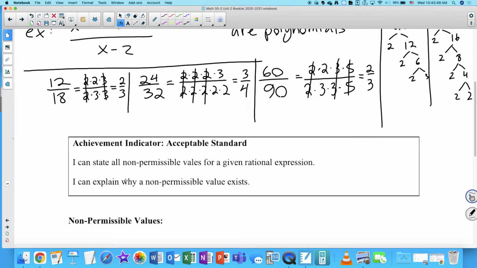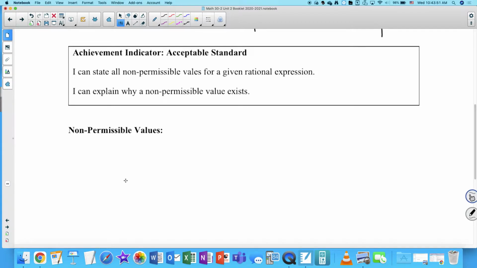Okay, now there is one caveat with these rational expressions. When we looked at the definition of a rational number, I kind of glossed over this, but the definition of a rational number is that you have to be able to write it as a over b, but b can't be 0. So you can't divide by 0. Do you guys know why? You may remember being told that. Do you know why?